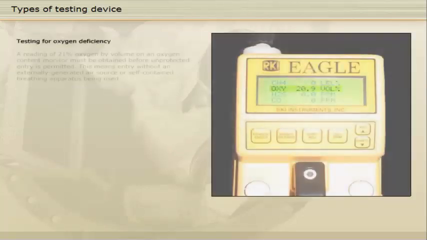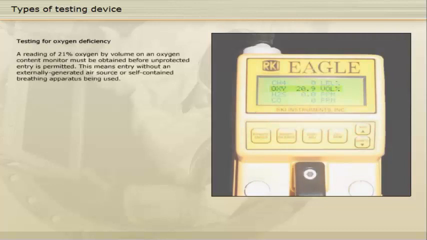A reading of 21% oxygen by volume on an oxygen content monitor must be obtained before unprotected entry is permitted. This means entry without an externally generated air source or self-contained breathing apparatus being used.